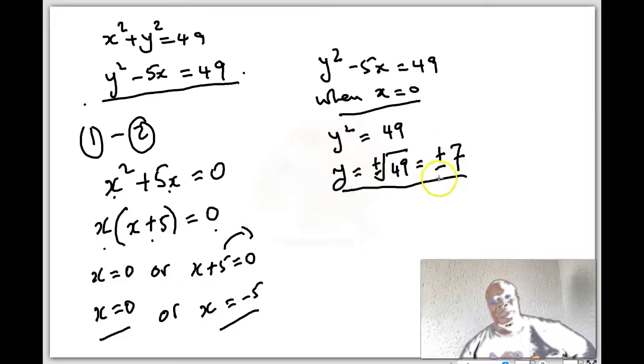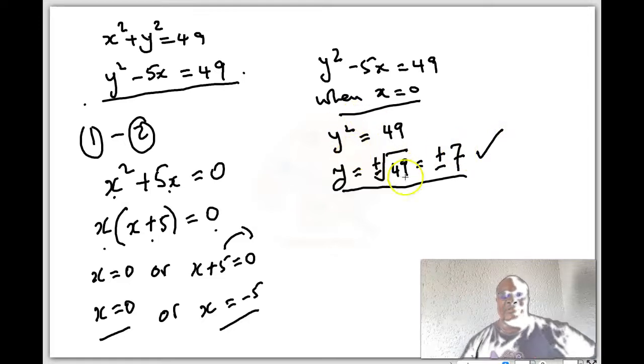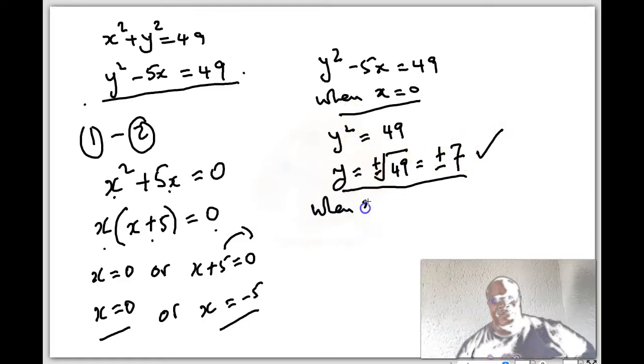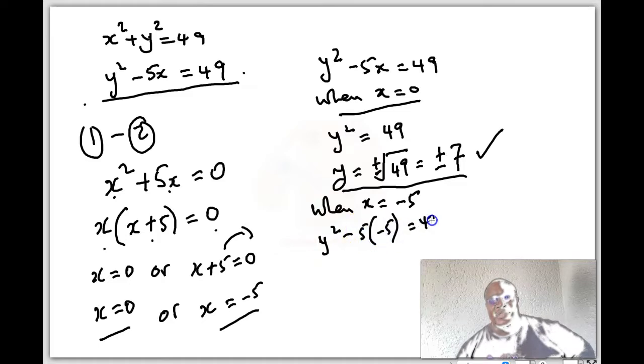So when x is equal to 0, your value of y is plus or minus 7. Now let's do it when x is equal to negative 5. So we substitute again. It's going to be y squared minus 5 times negative 5 equal to 49.